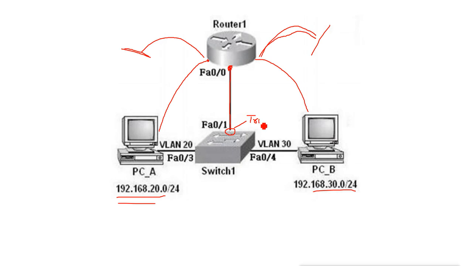Then the port is a member of all the VLANs. That means the data that comes through this port can reach every VLAN. If the data comes for VLAN 20, it can still be sent to 20. If the data comes for VLAN 30, it can be sent to 30, because it is a trunk port and is basically a member of all these VLANs, VLAN 20 as well as VLAN 30.